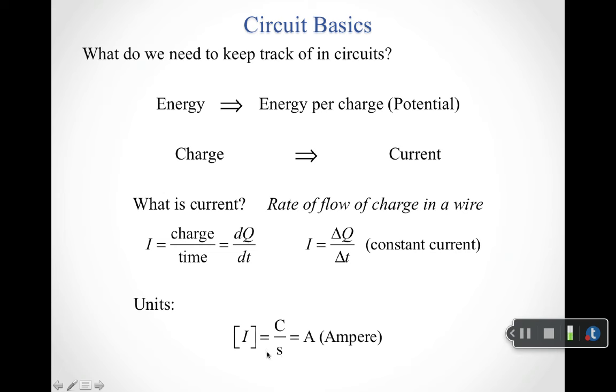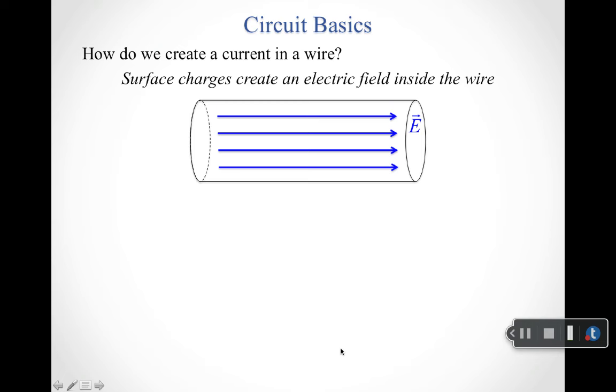So a coulomb per second is the unit of current, but that has its own definition. That's the ampere, and in fact, in terms of the way that the SI unit system is set up, the ampere is one of the 7 fundamental units of which all others can be built. So the ampere is the unit for current.